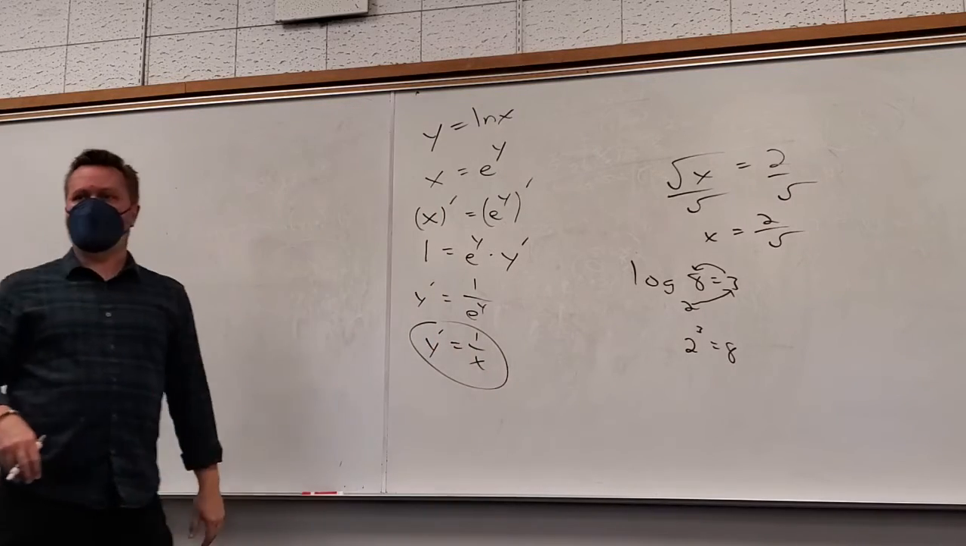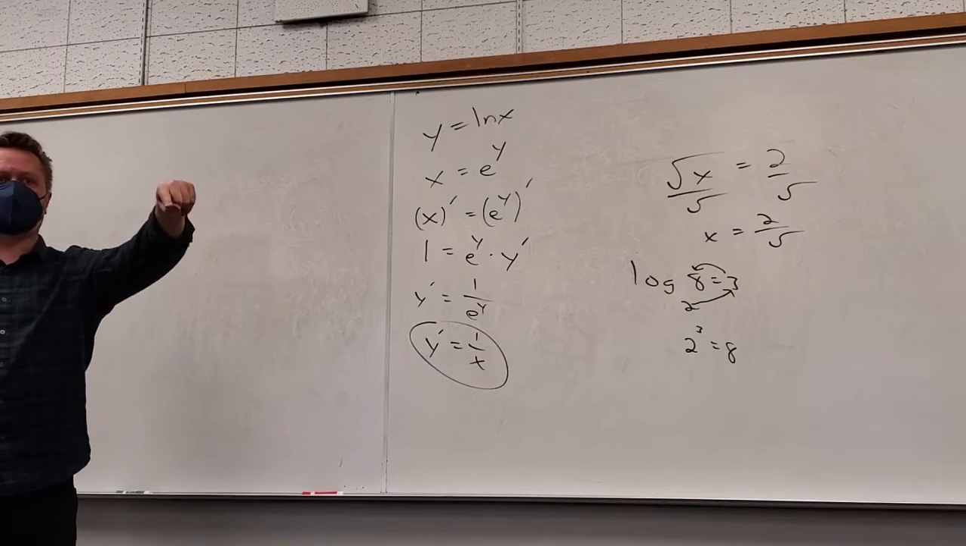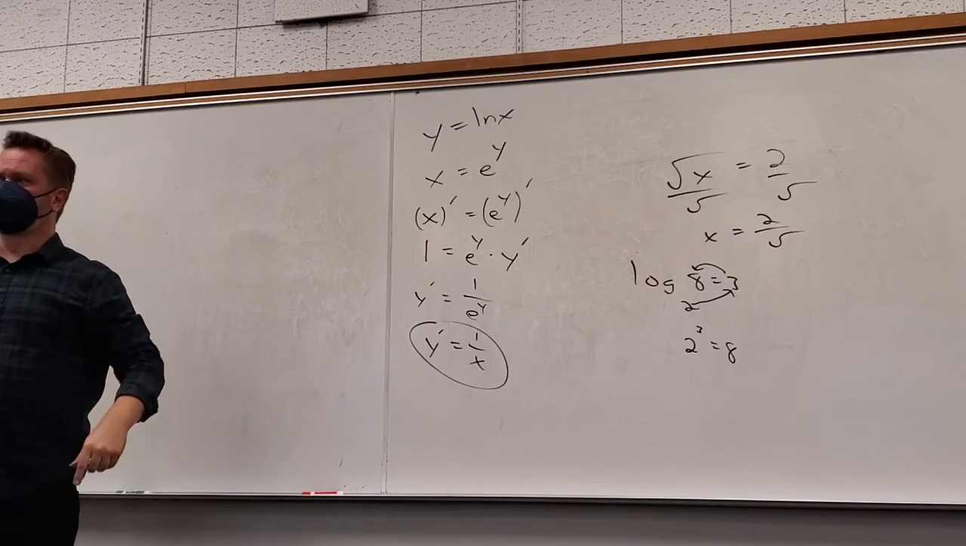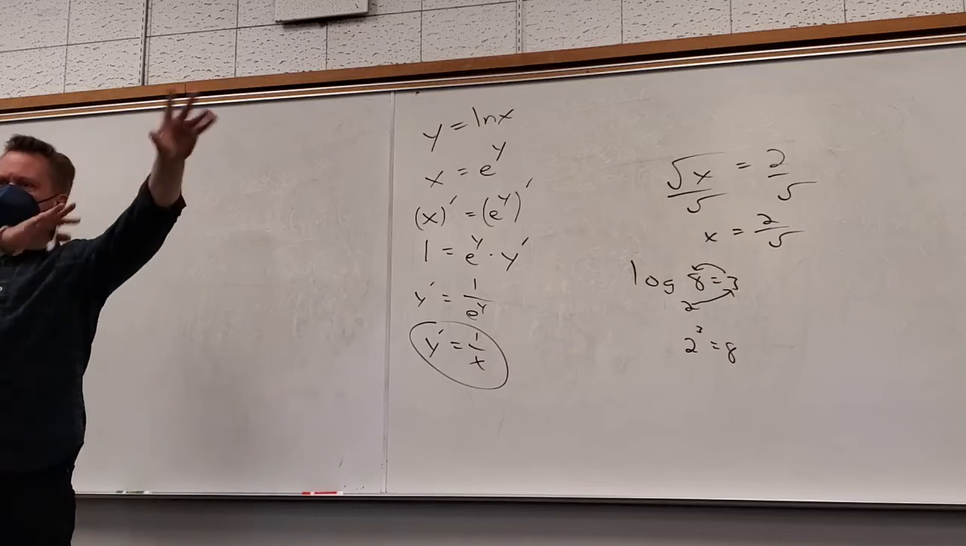There, that's the derivative of ln. The derivative of ln of something is 1 over something, times the derivative of y.